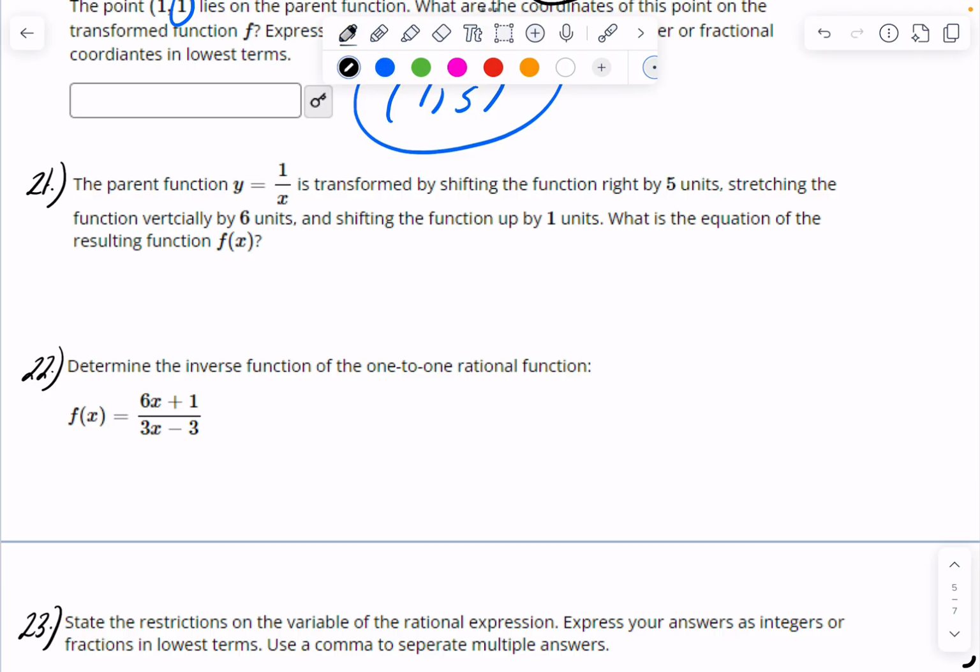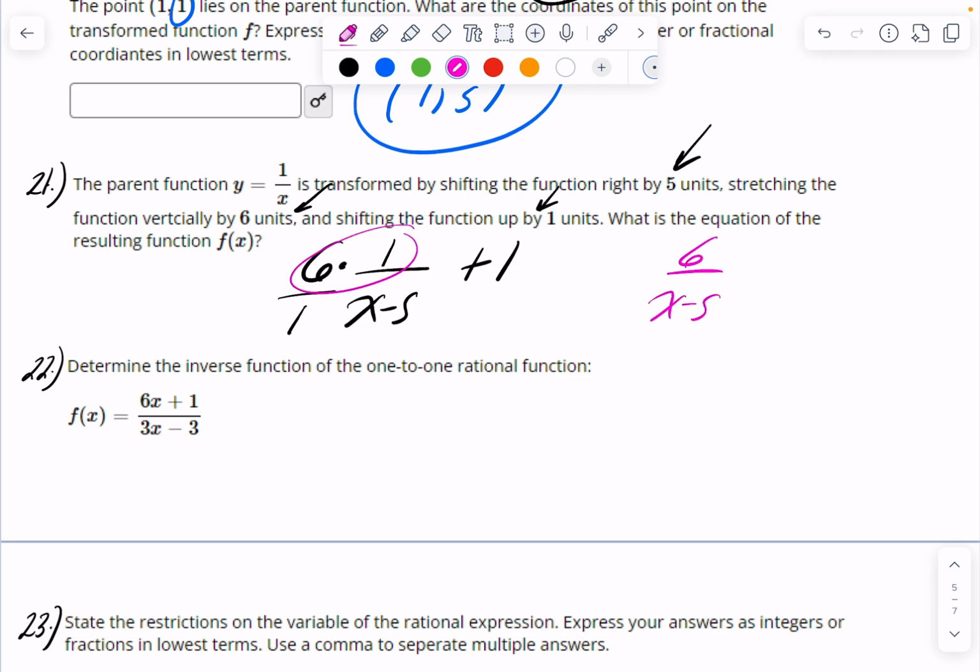It says write the equation if it's transformed right 5, stretch 6, and up 1. So I start with 1 over x, and I just put in what I know. Right 5 will be minus 5 with x. Stretch a 6 will be a 6 in front. And then up 1, shifting up by 1, will be added on the outside. We then know they multiply the fraction straight across, so this will be 6 over x minus 5 plus 1.